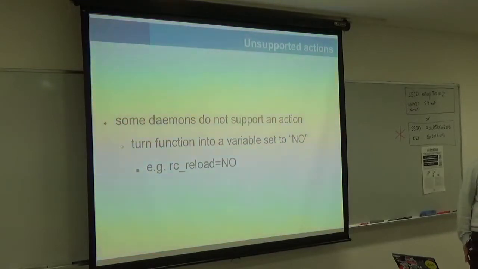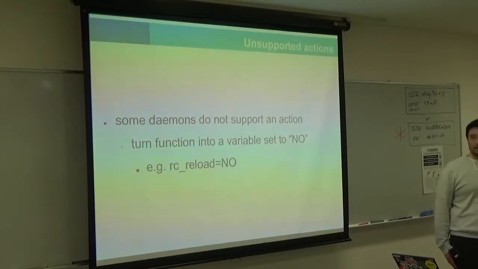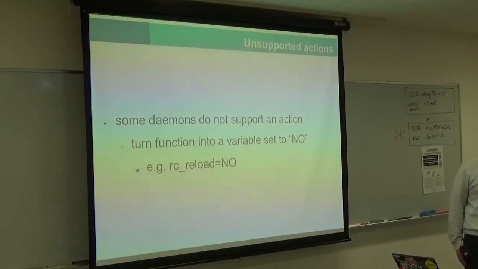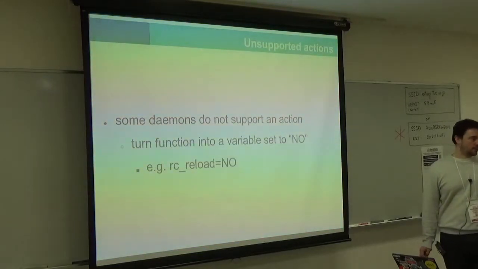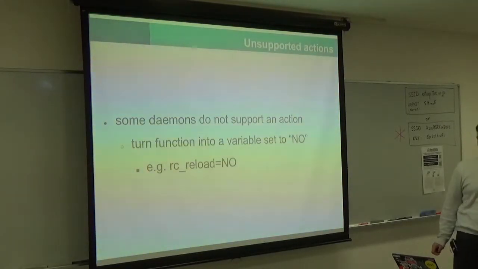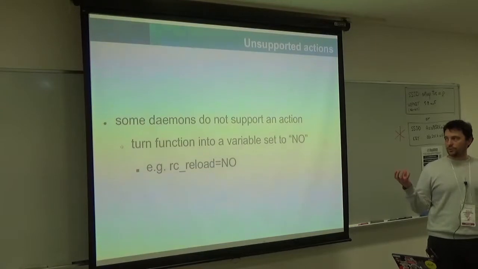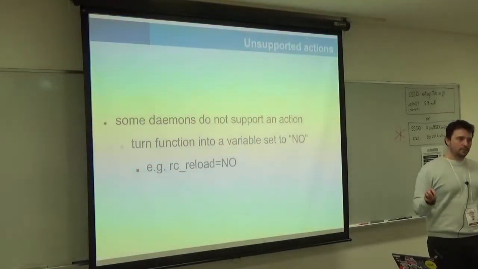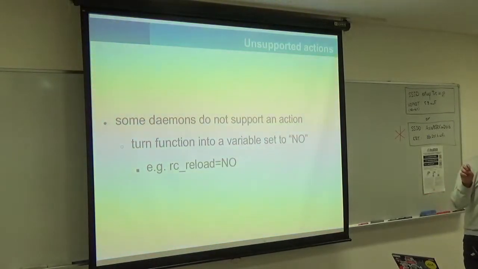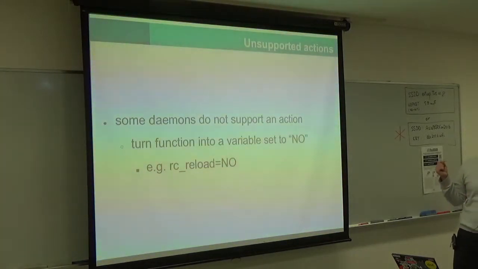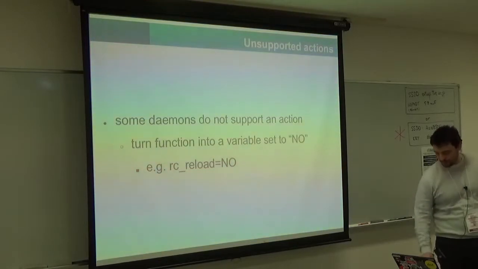A little word about the unsupported actions. Kill -HUP would be one. Some daemons do not support an action. If there's a daemon that doesn't support kill -HUP, for example, that will indeed kill the daemon if you do that. So in this case, you override the function with a variable of the same name set to NO. And if you try to do this action, then the rc.d framework will yell at you.